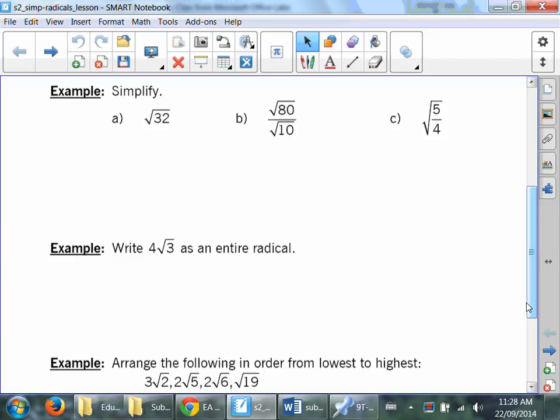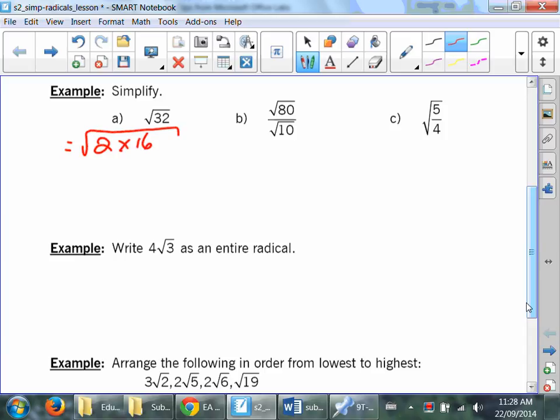So to simplify a radical, we have to think of two numbers that multiply to 32. Here's the catch. One of those numbers has to be a perfect square. In other words, a number that you can take the square root of. So I'm thinking 2 and 16. 2 times 16 is 32.